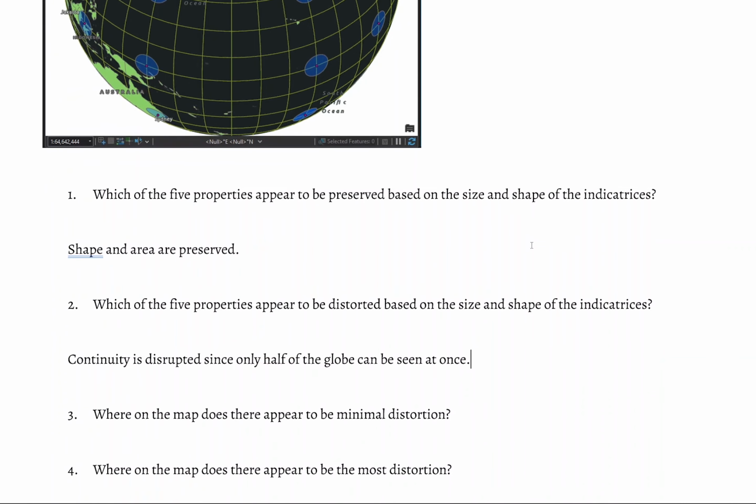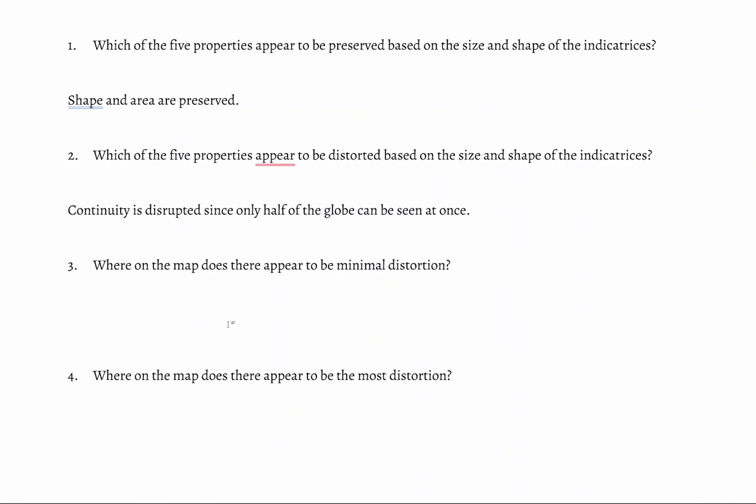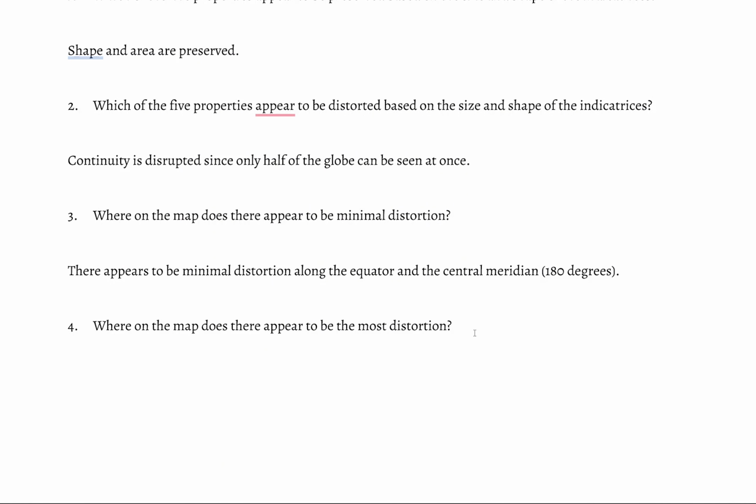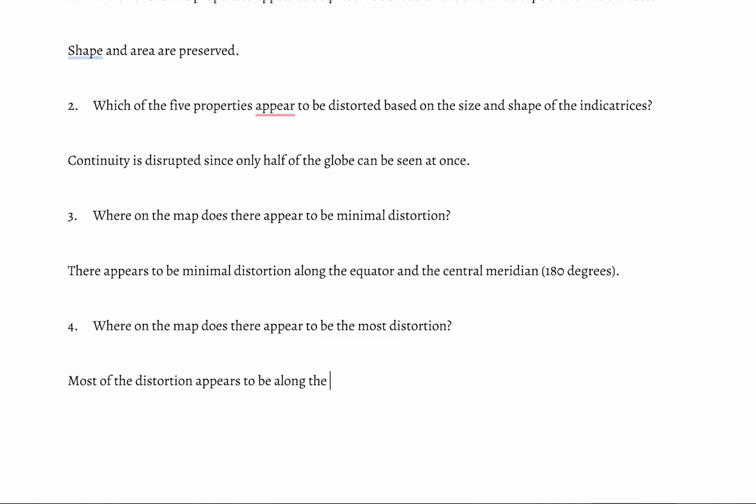The next question is, where on the map does there appear to be minimal distortion? I think the circles appear to be less distorted along the equator and along the central meridian, which we set to 180. This leads us to the next question. Where on the map does there appear to be the most distortion? As I mentioned earlier, the circles start to lose their shape along the outer edges of the map, where they begin to flatten out to maintain their perspective.